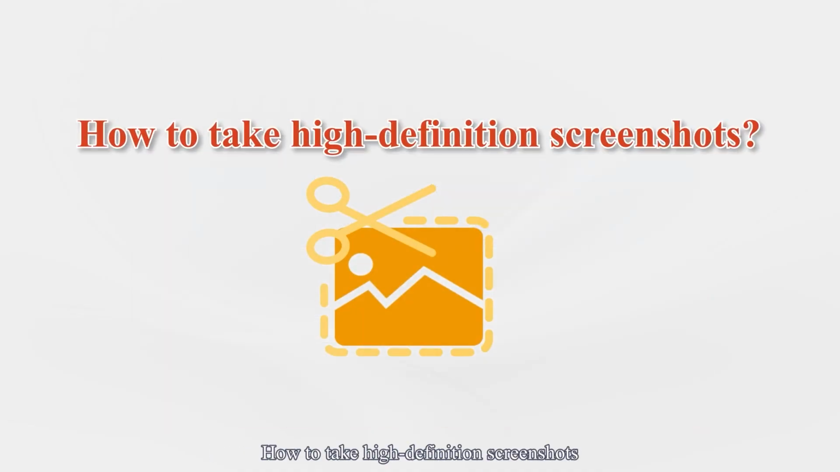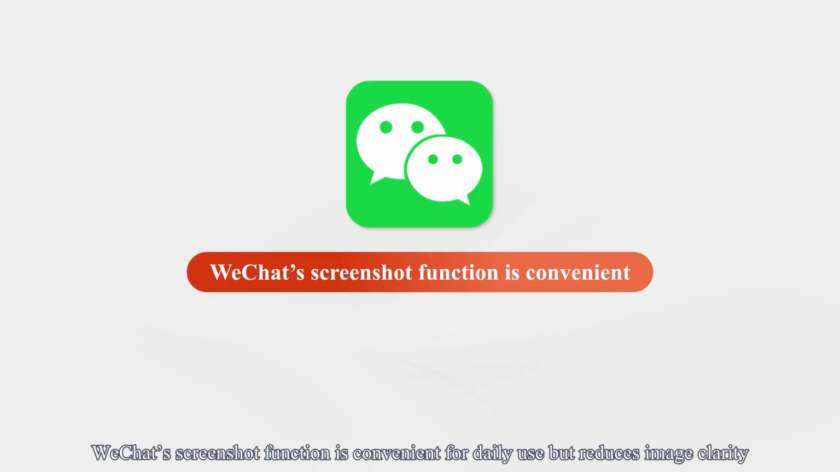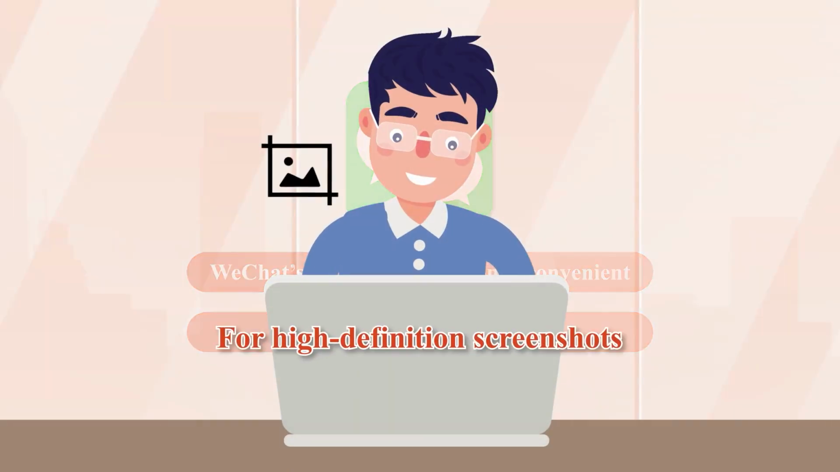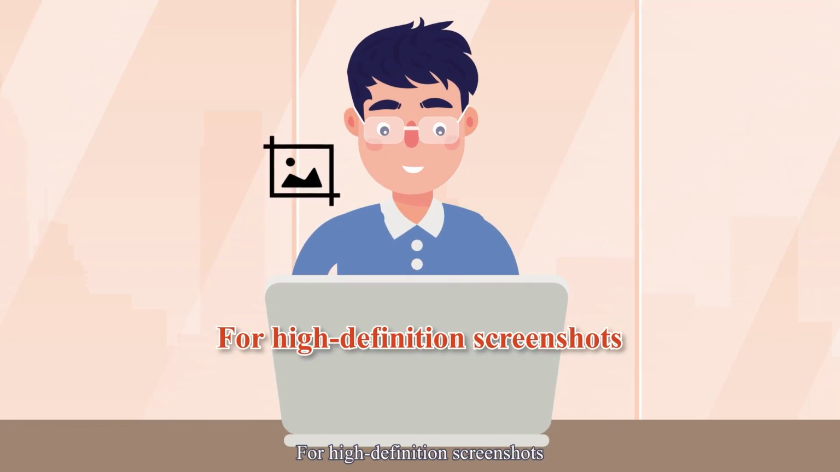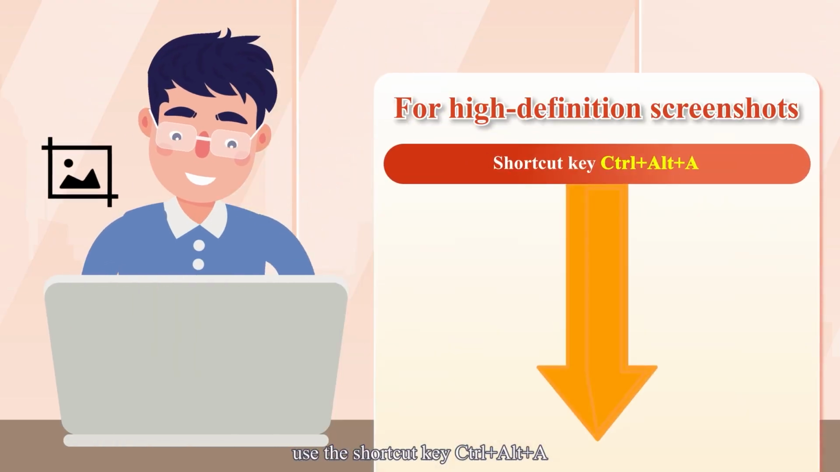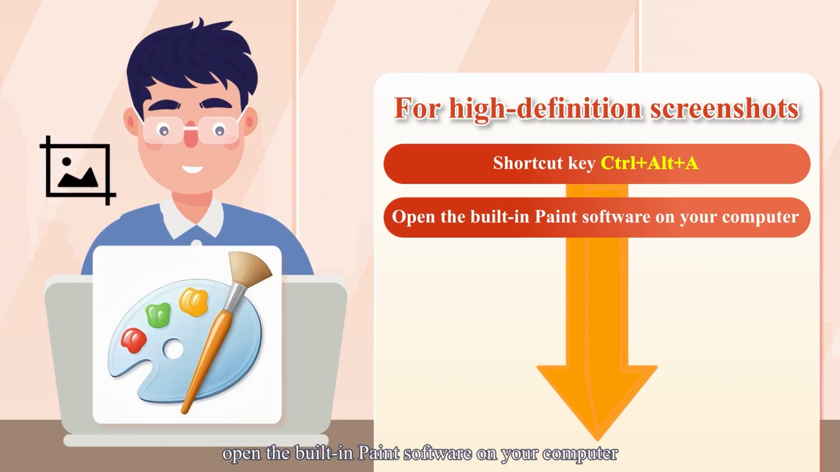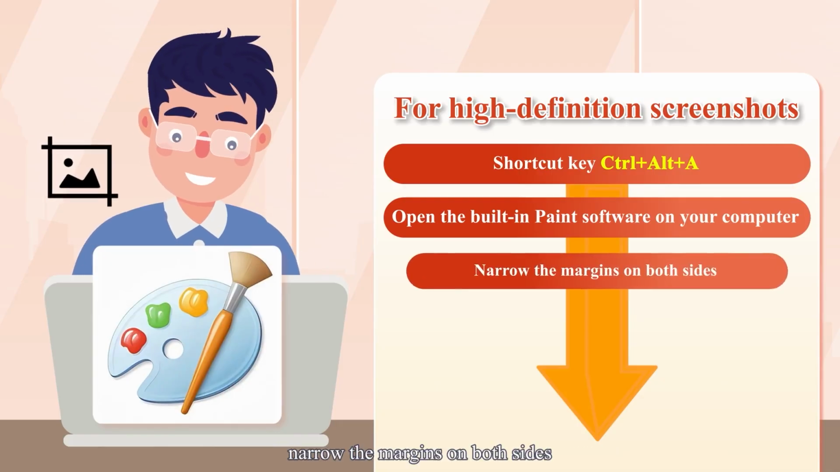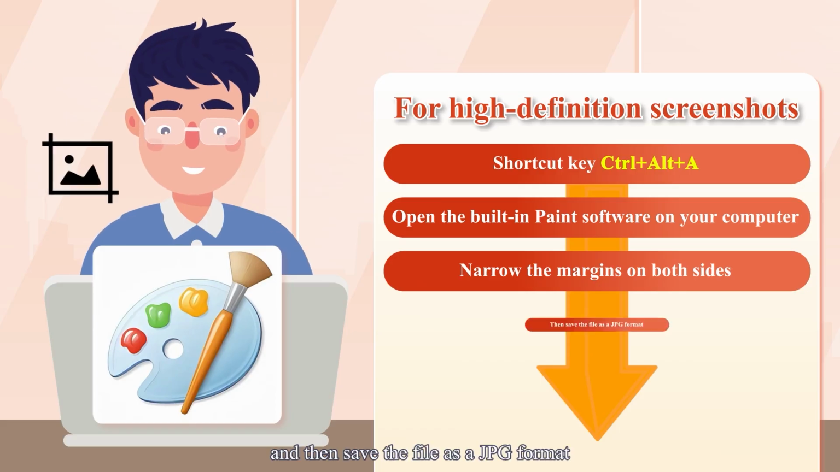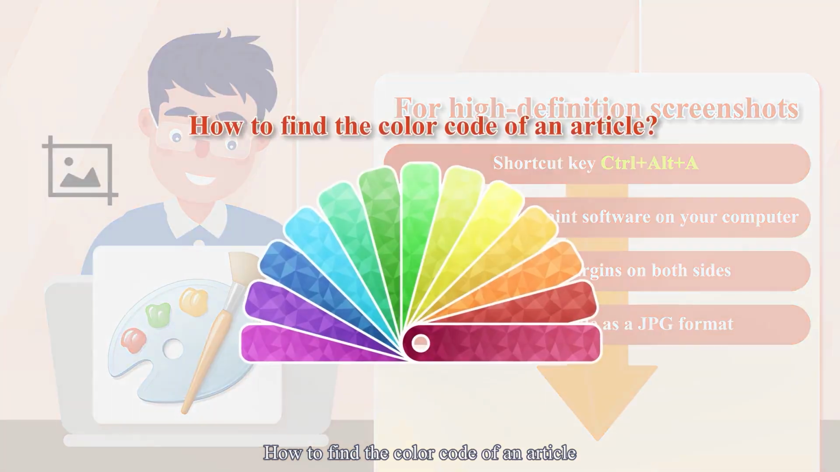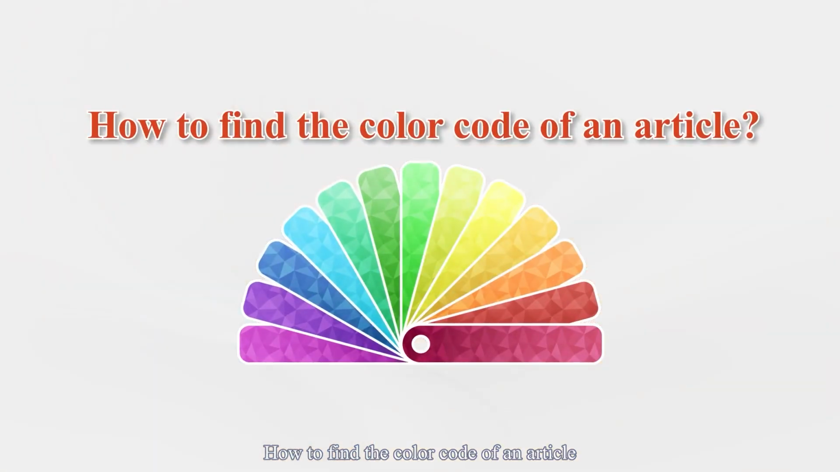How to take high-definition screenshots. WeChat's screenshot function is convenient for daily use but reduces image clarity. For high-definition screenshots, use the shortcut Ctrl and Alt-N. Open the built-in Paint software on your computer, narrow the margins on both sides, and then save the file as a JPG format.